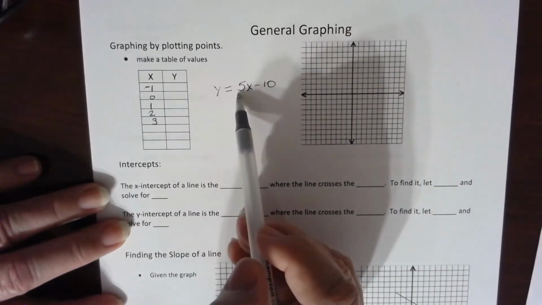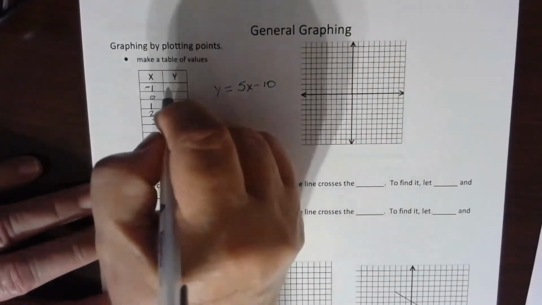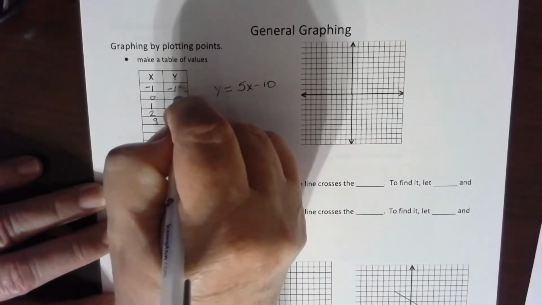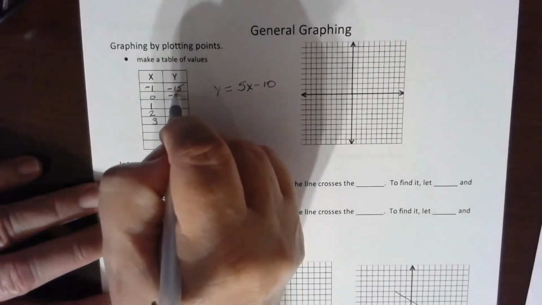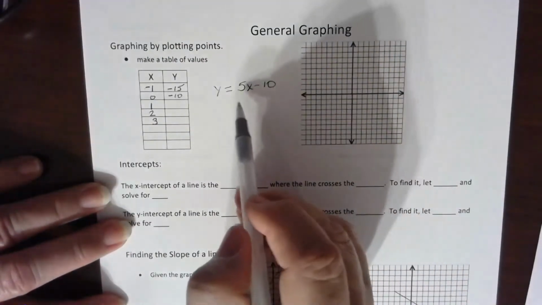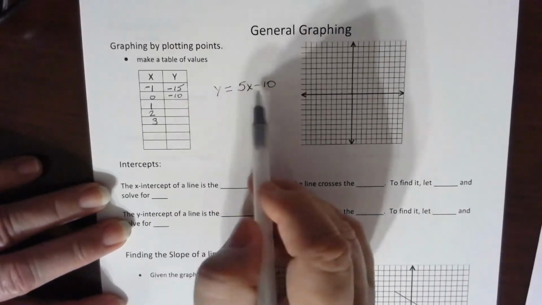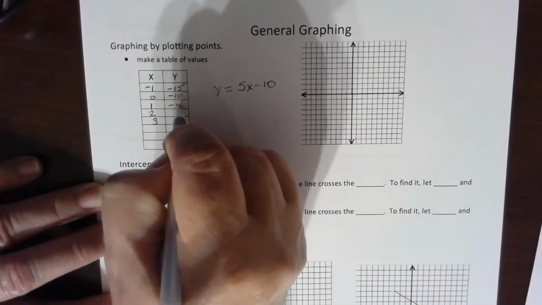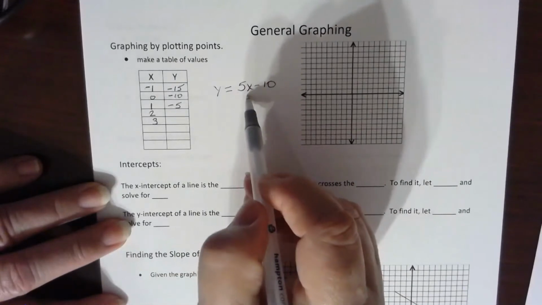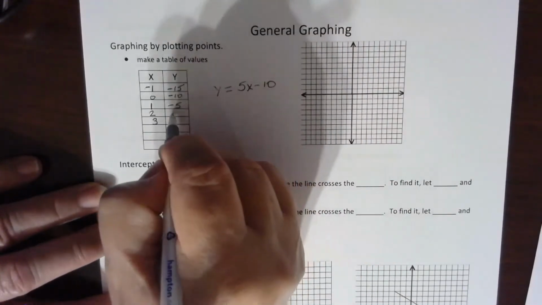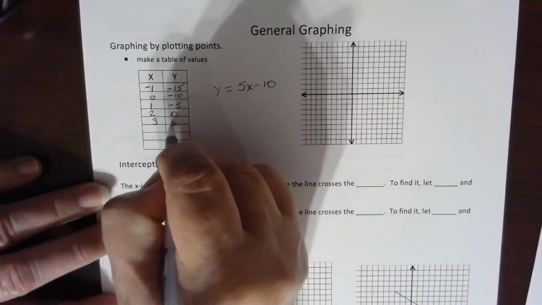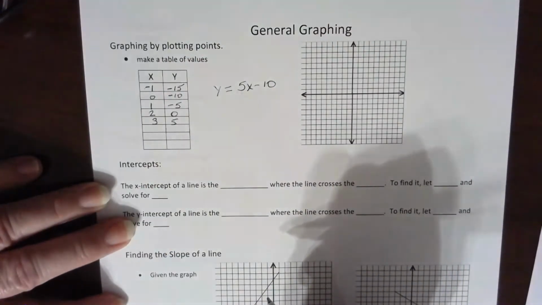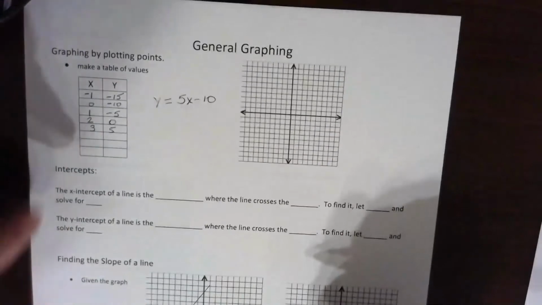So 5 times -1 minus 10 is -15. And 5 times 0 minus 10 is -10. And 5 times 1 minus 10 is -5. 5 times 2 minus 10 is 0. And 5 times 3 minus 10 is +5. Now I'm going to plot those points over here on my graph.